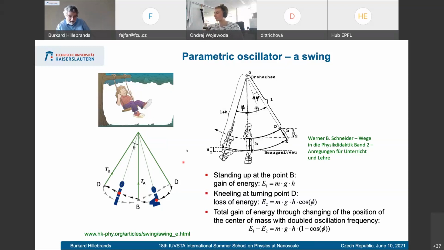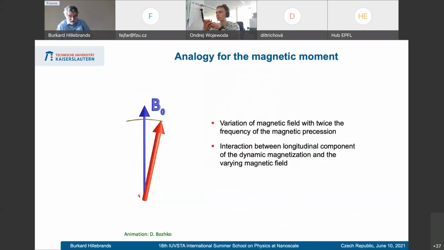Essentially what matters here is that the frequency by which you move the center of mass up is twice the frequency by which you swing. Because always in this part, you put the center of mass low, and if you cross the minimum, you put the center of mass up. Then if you swing in the opposite direction, in the first half again you put the center of mass low, and in the second half you put the center of mass up. So the center of mass oscillates with twice the frequency by which you are swinging on the swing. Let's have a look at this animation. It explains it to you.